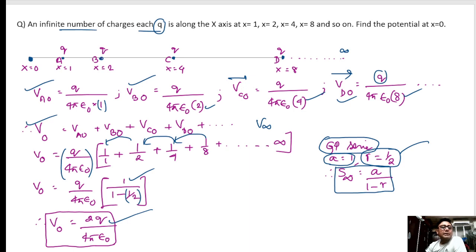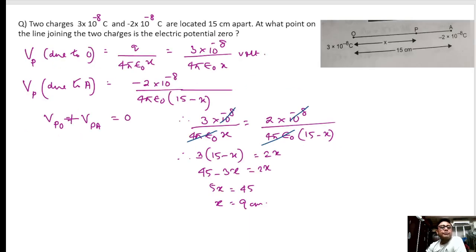Let's see the next sum. There are two charges, this and this. They have shown you the charges at 15 centimeter apart, correct? At what point on the line joining the two charges is the electric potential 0? At a distance x from here, the potential due to the charges is 0.